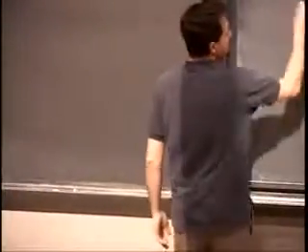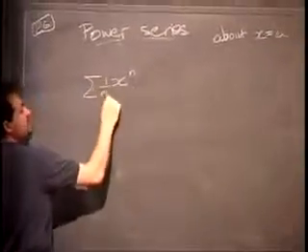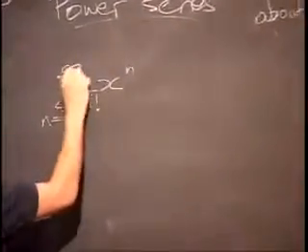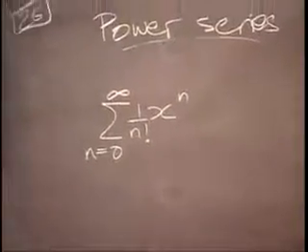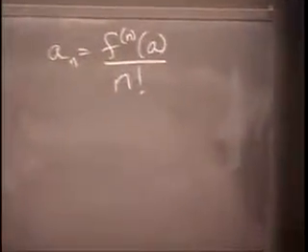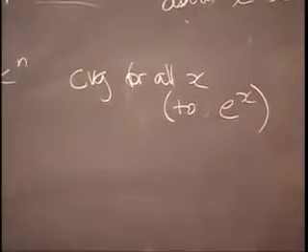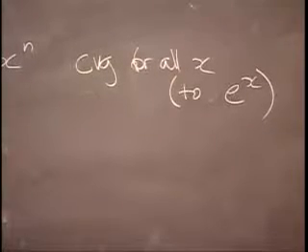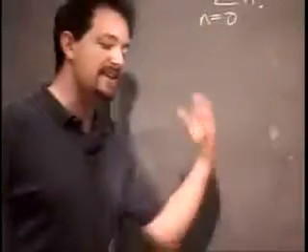Well, we've seen some examples of power series. Here's an example. 1 over n factorial x to the n. Where does that converge? Well, it actually converges for all x. And we have shown earlier that it actually converges to e to the x. Whatever x you plug in, you get a convergent series, and that which it converges to is e to the x, where x is plugged in with the value.